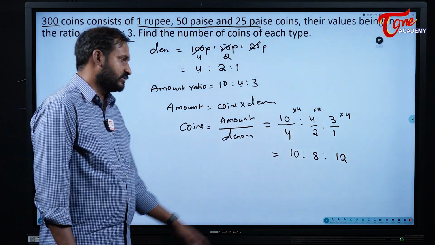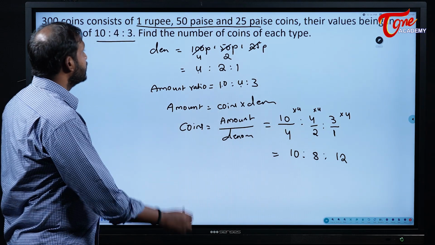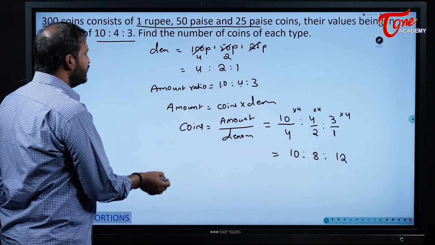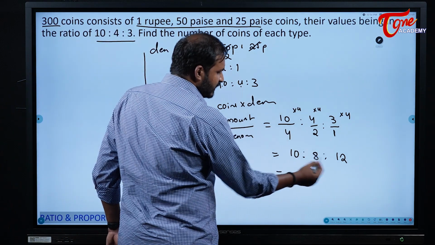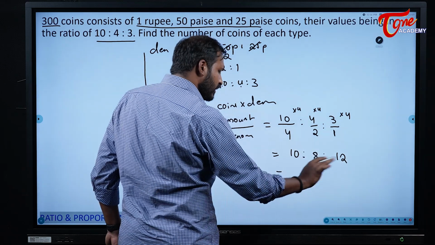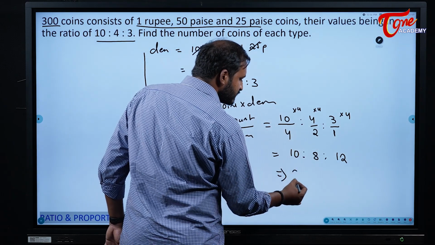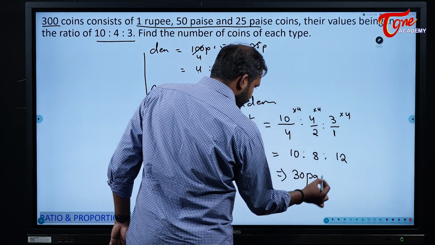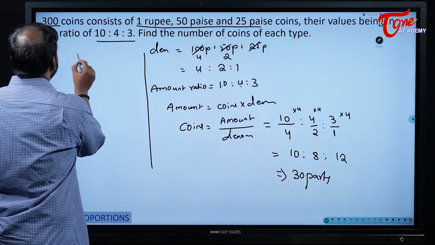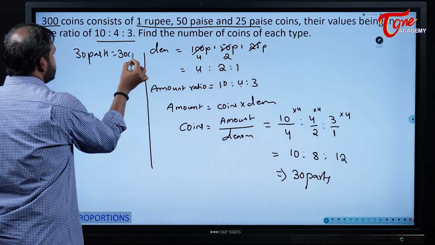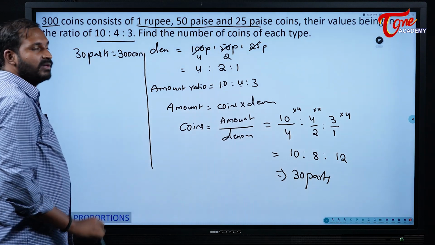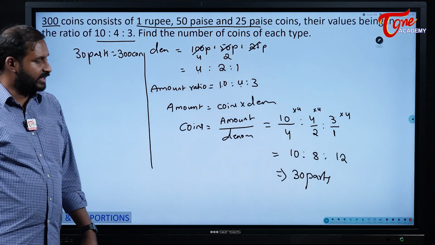Now see here students, 10 is to 8. They are asking us about what? Find the number of coins of each type. So total is how many parts here? If you further cancel also no problem, but you can put it as it is. So total how many parts? 30 parts. So 30 parts is equal to what they given for us in the question? 300 coins. So one part will become how much? 10 coins.